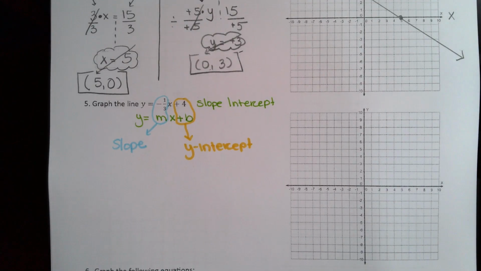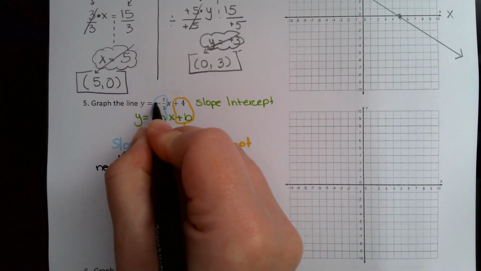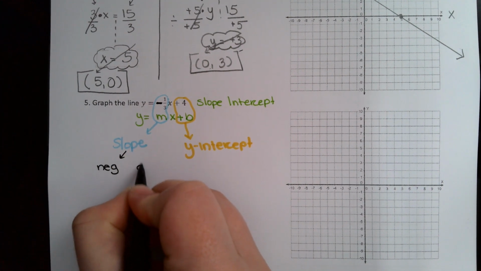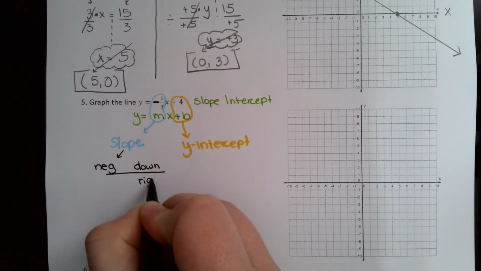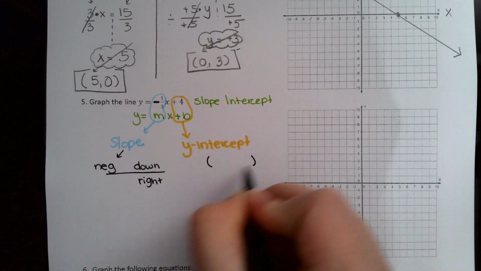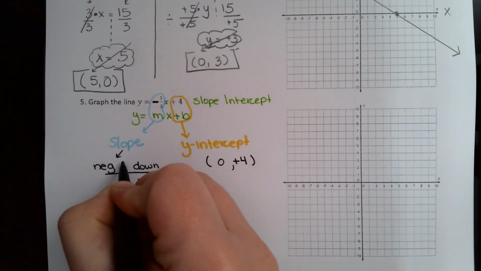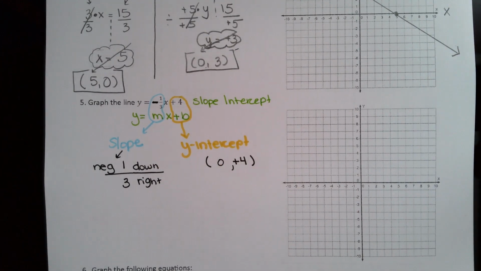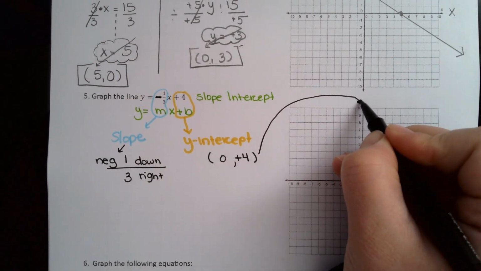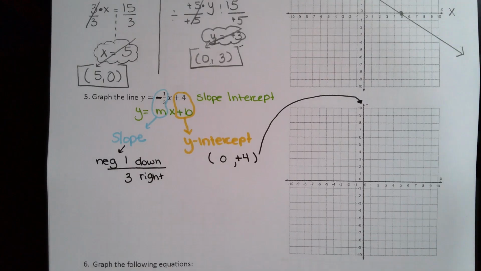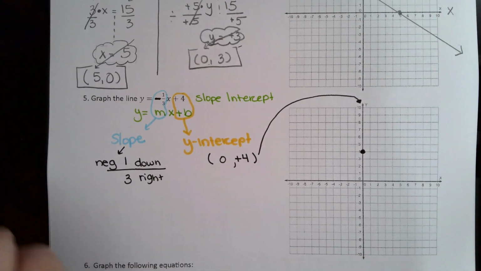For the slope, we have negative. Here it is, this negative. So that means we're going to go down and to the right. For the y-intercept, that's going to be a point at the number that we see. Down 1, to the right 3, and we have our point. This point is what you're going to use to start on the y-axis. So I'm going to find the number 4. I'm going to put a dot there.